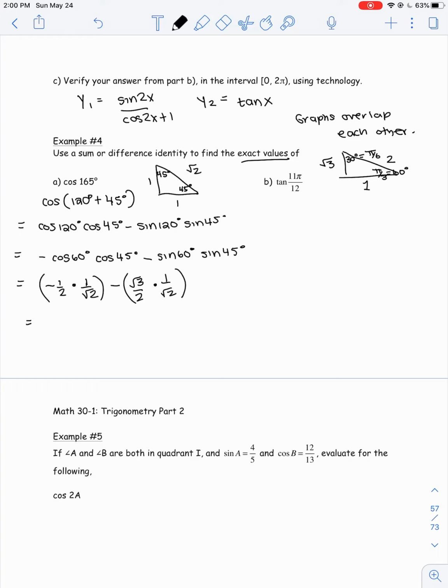So with these values, I know that I have negative 1 over 2 root 2, subtracting root 3 over 2 root 2. I have common denominators, so I can put them together by going negative 1 minus root 3 over 2 root 2. And lastly, I'm going to rationalize this because I don't want to have that radical in the denominator. So I'm going to multiply the top and bottom by root 2.